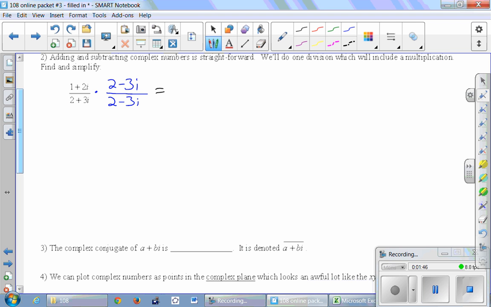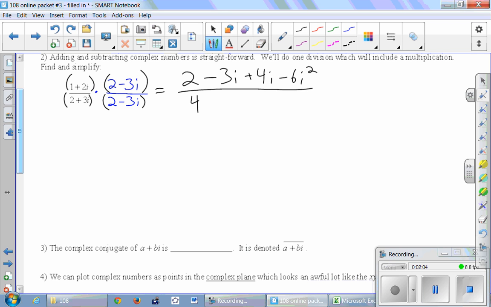Okay, I'll put parentheses here just so we really see that we're foiling. So we're going to FOIL upstairs and downstairs. 1 times 2 is 2, outers minus 3i, inners plus 4i, lasts minus 6i squared, divided by firsts, 4, outers is a minus 6i, inners is a plus 6i, lasts is minus 9i squared.